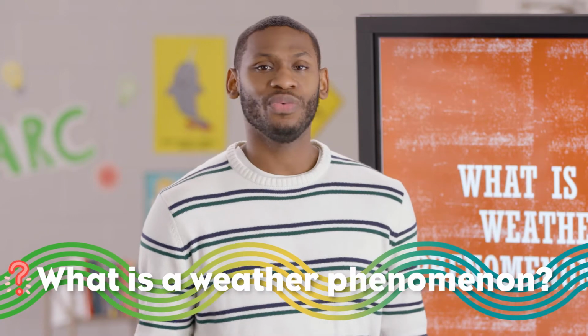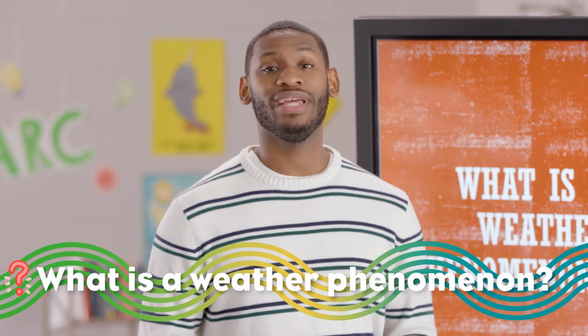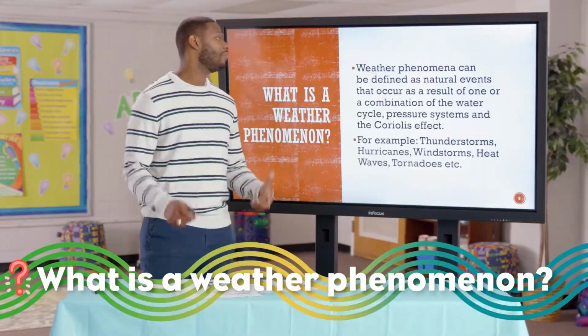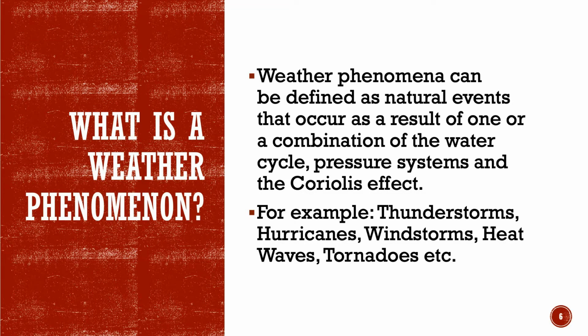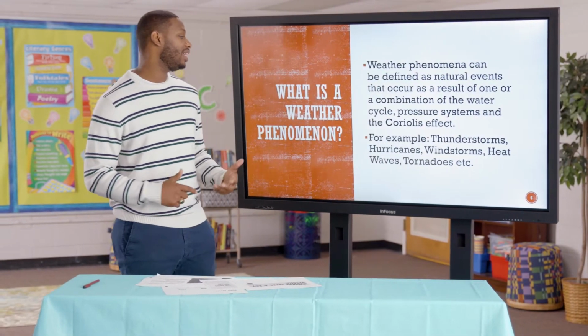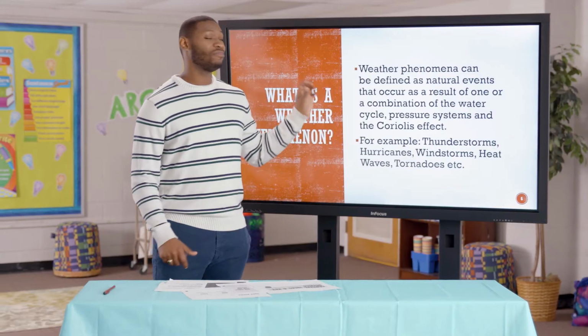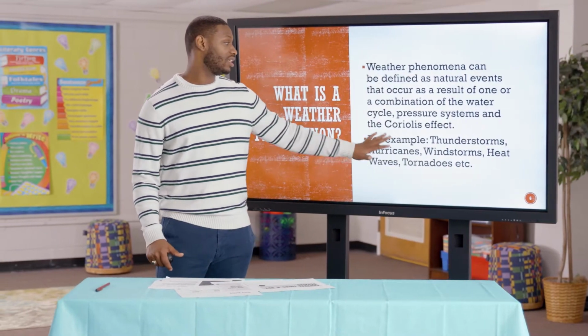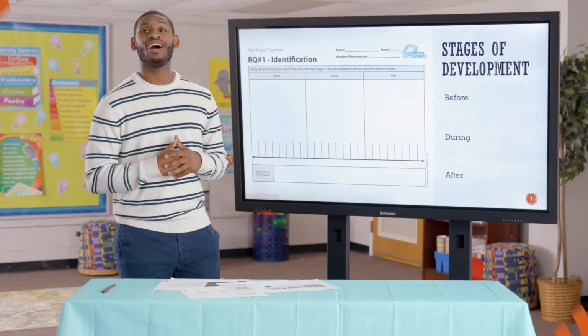As you look at your RQ number 1 worksheet, it's going to ask you a question. The question is, what is a weather phenomenon? And they want you to describe it and define it. So weather phenomena can be defined as natural events that occur as a result of one or a combination of the water cycle, pressure systems, and Coriolis effect. For example, you have thunderstorms, hurricanes, windstorms, heat waves, tornadoes, and many more. So in other words, in weather phenomena, one thing can happen, or they can have multiple different things that cause these natural events.